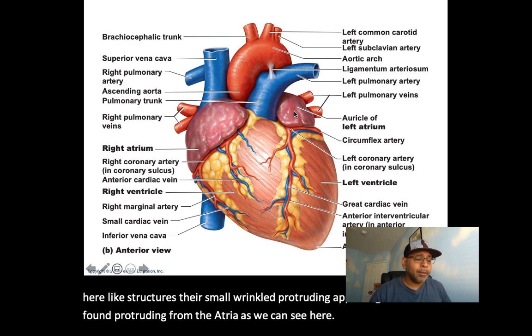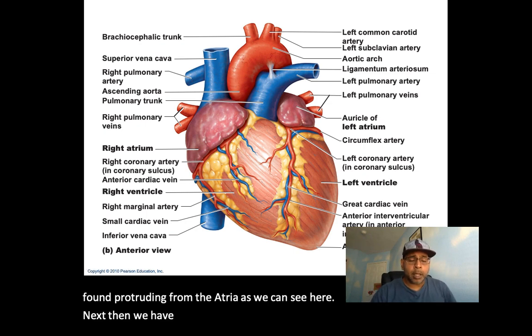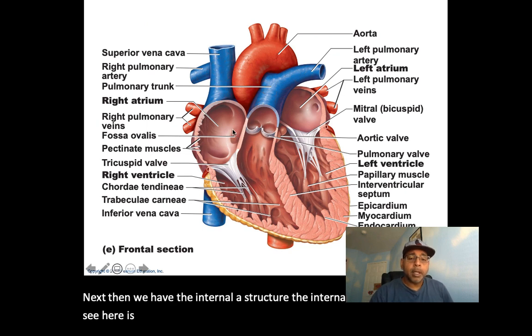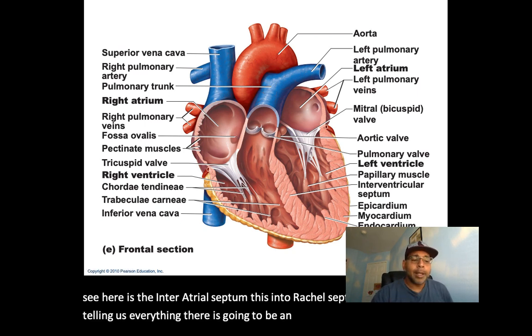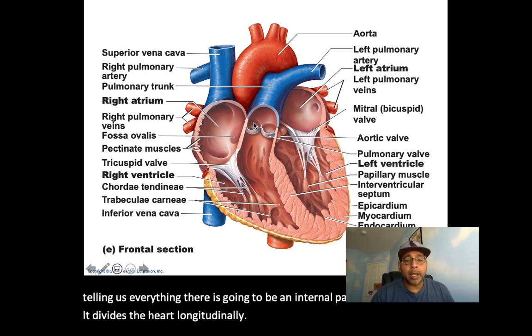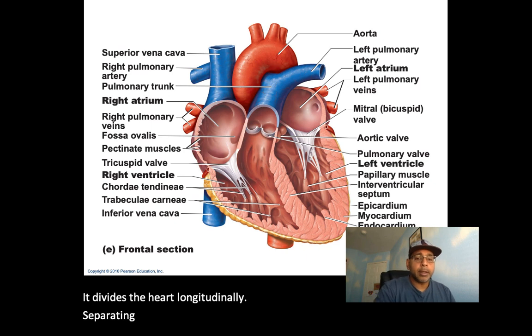Next, then we have the internal structure. The internal structure we can see here is the interatrial septum. This interatrial septum, the name is telling us everything there, is going to be an internal partition. It divides the heart longitudinally, separating the atria.